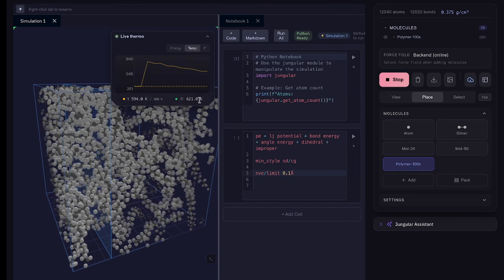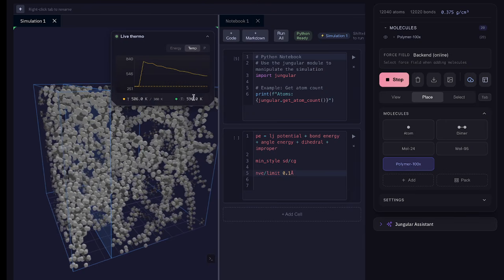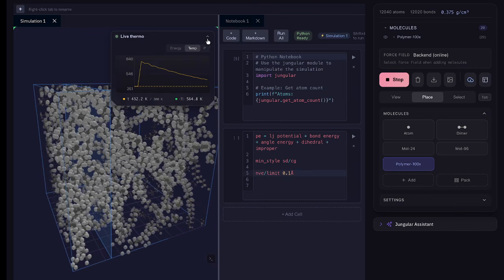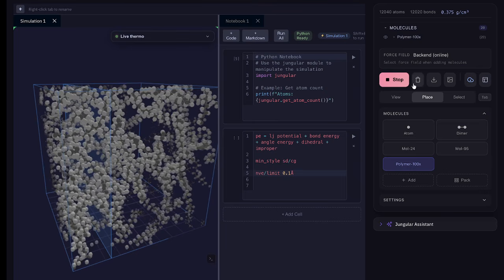The temperature is a little bit high. We can bring it down a little bit to 300. So you get the idea. Basically, NVE-limit is a very powerful tool to relax the initial structure.